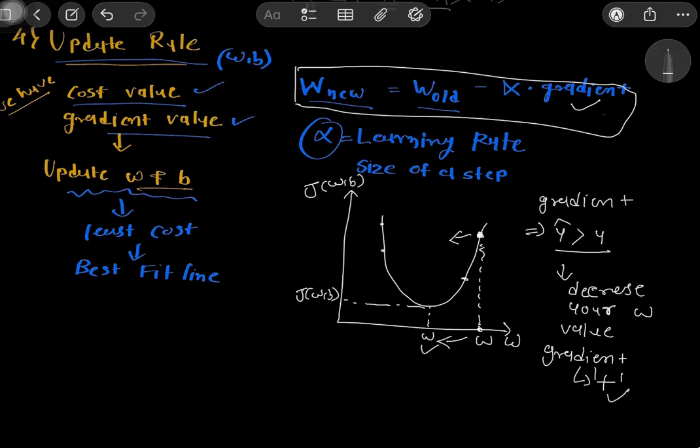And once my gradient is positive, my W new will be W old minus alpha into positive gradient. So this will make a reduction from my old W. So we will move in the left direction. Based on that, we will take multiple steps, and then we will reach this value, which is our final W value.